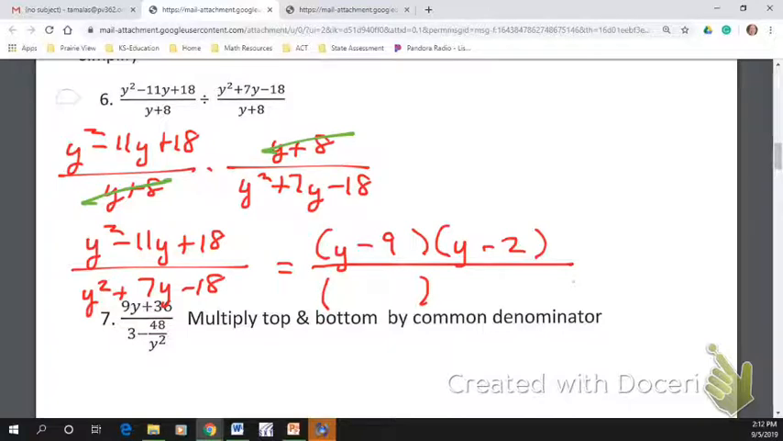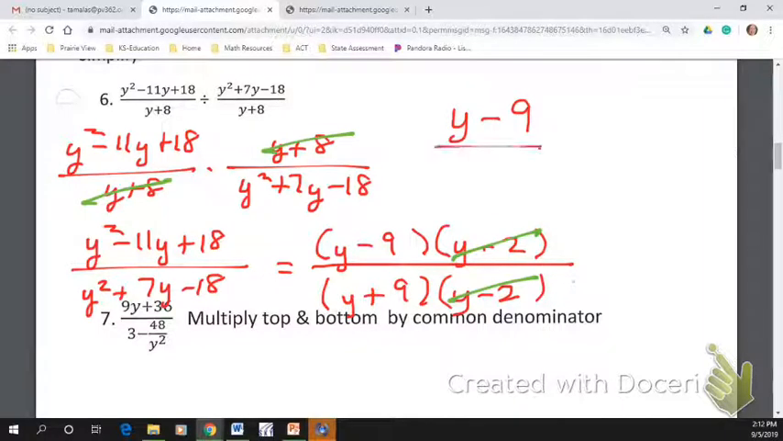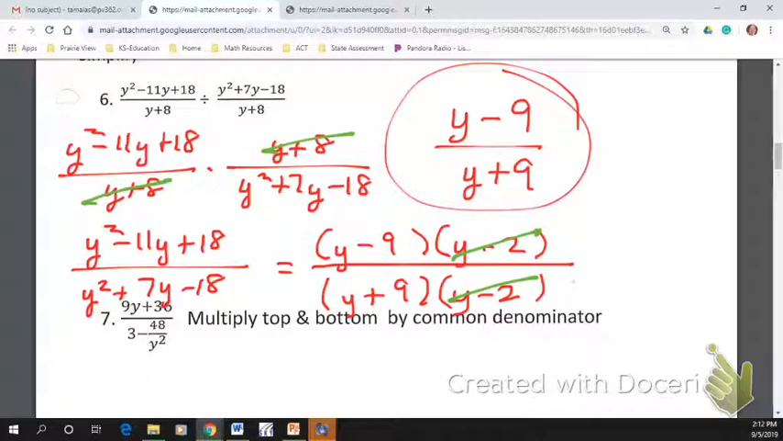So the bottom one you said factors to 9 and -2. Positive 9 and negative 2. Okay. All right, so now if you cancel the y minus 2's, the entire quantities, you're left with, as an answer, y minus 9 over y plus 9. Okay, so you have to put parentheses because it's only one term. Everybody okay with number 6?